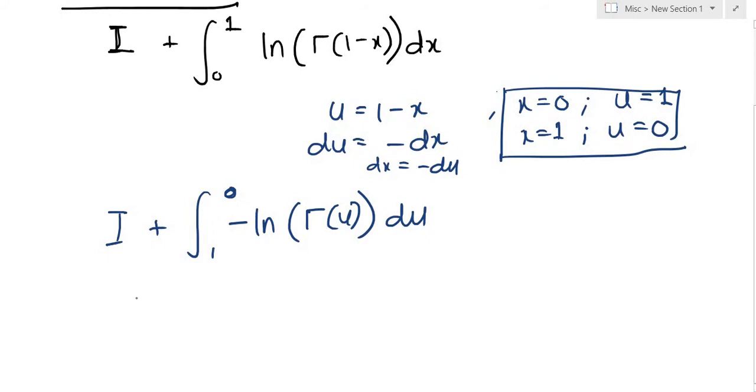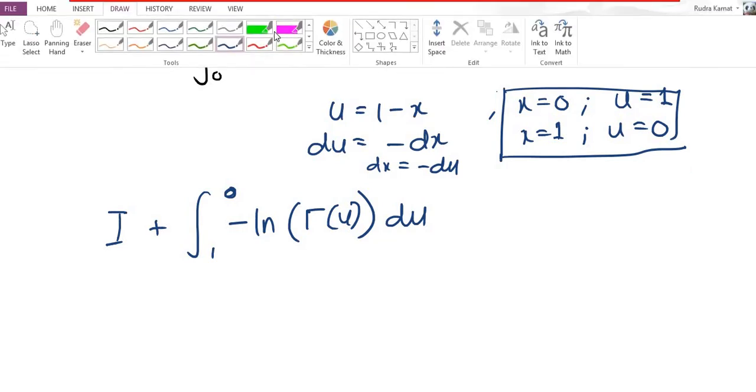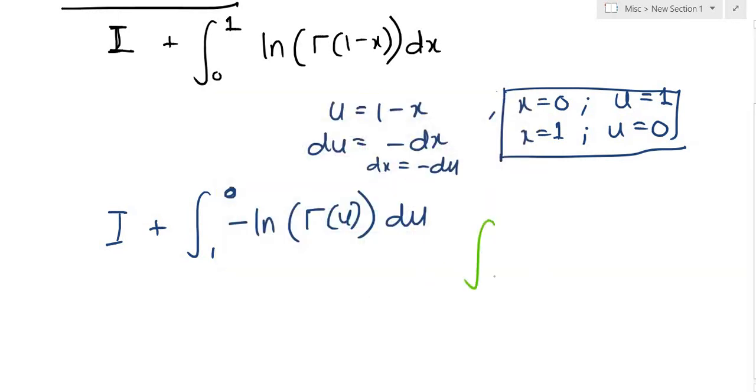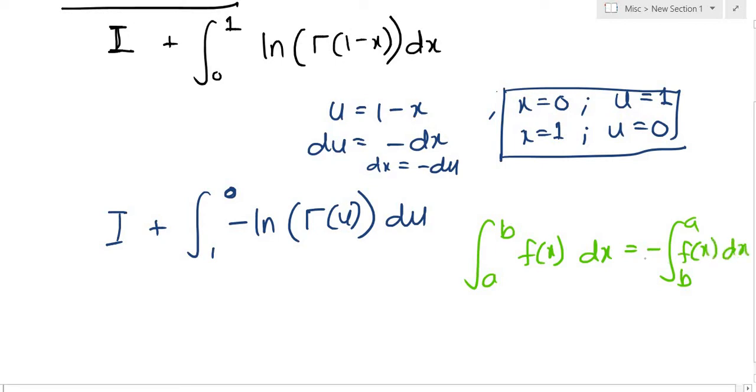Now you might remember one of the properties of definite integrals is we can flip the upper and lower bounds by multiplying with a negative. Let me again remind you of this identity. Say we have the definite integral from a to b of f of x dx. The upper and lower bounds of integration can be flipped by multiplying by a negative, and then you get the integral from b to a of f of x dx.